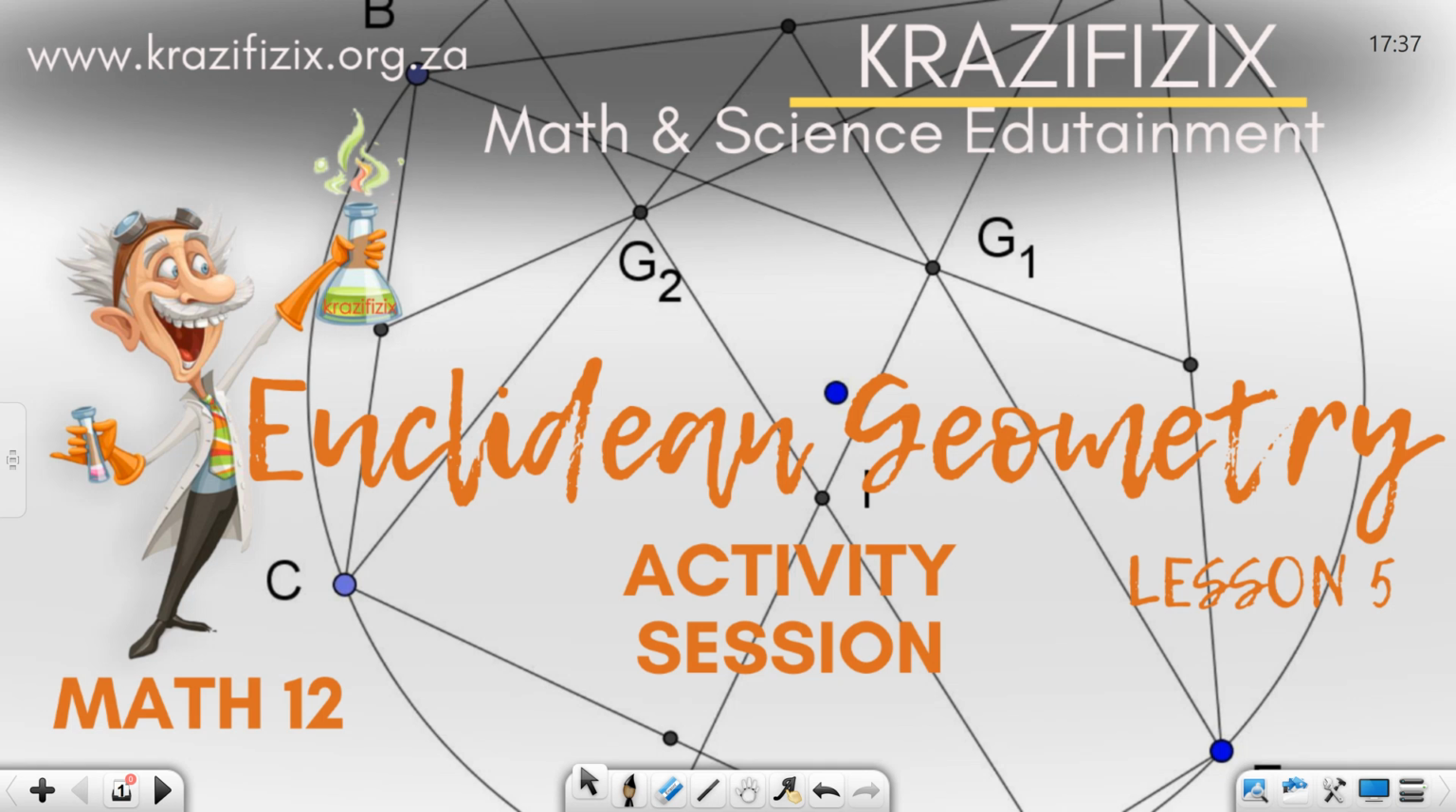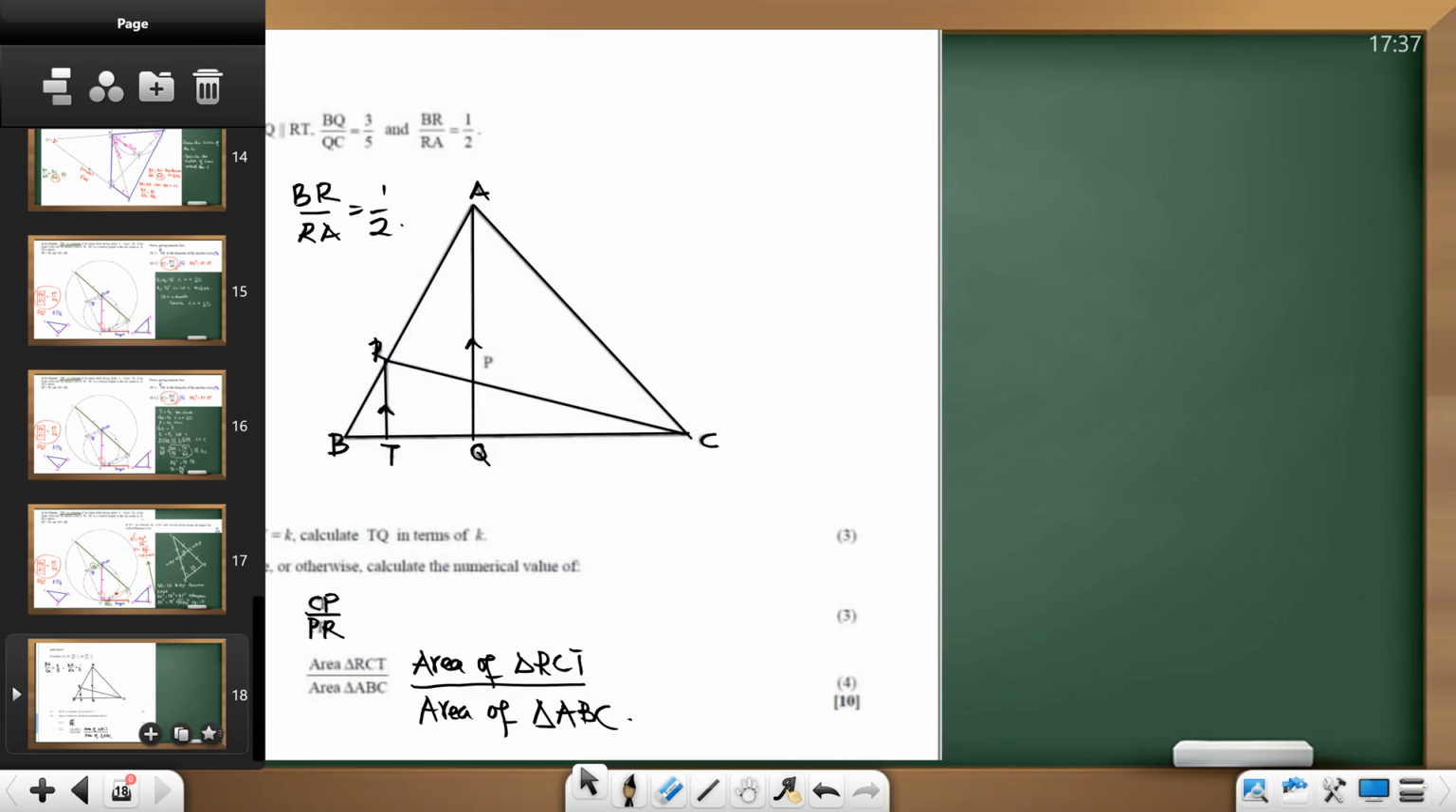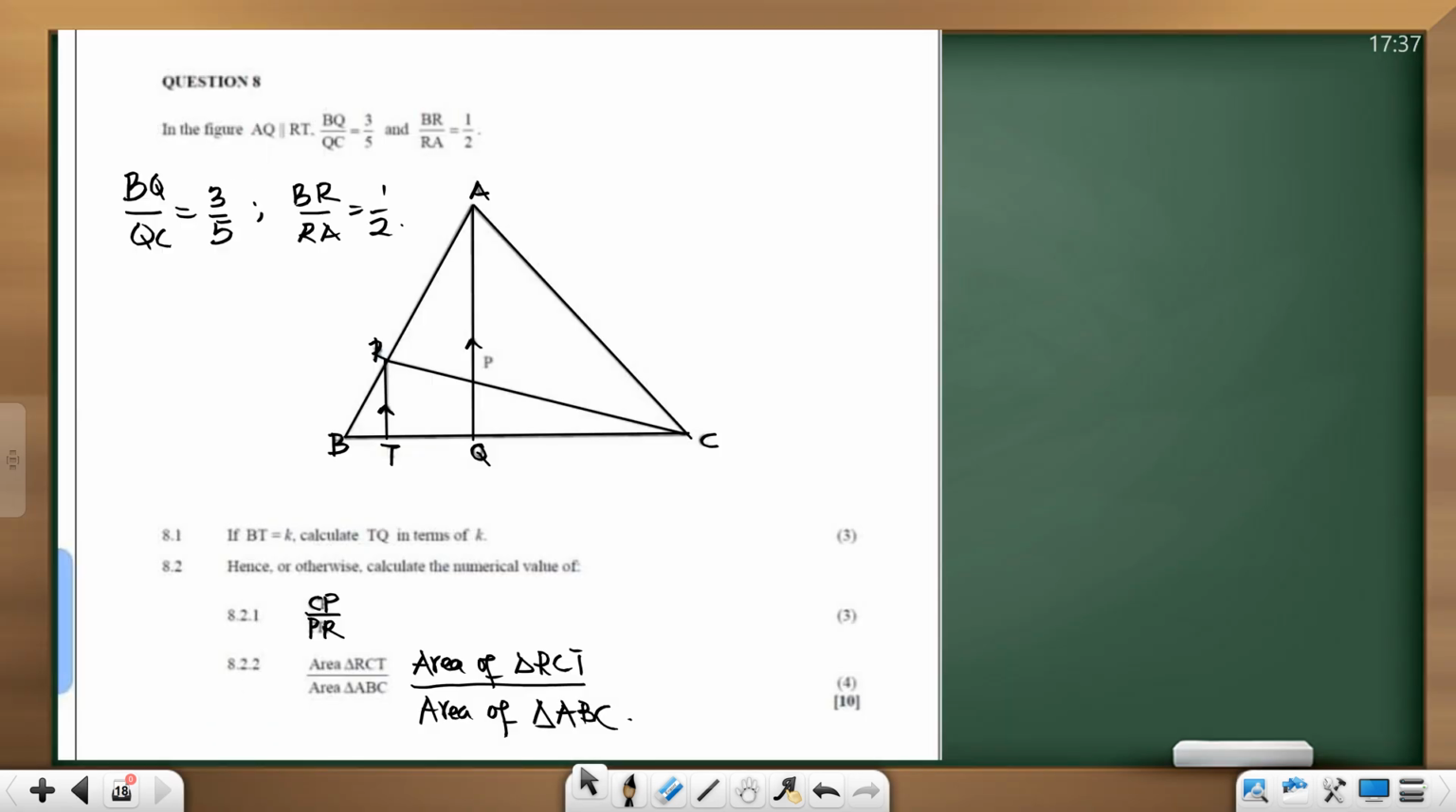Okay, let's quickly look at a few questions here, and I'll take you through the questions. Here is this one. In the figure, AQ is parallel to RT. Make sure you go look for those lines quickly, right? Now, they're giving us that BQ over QC is 3 over 5. Please, anytime you see this, introduce variables.